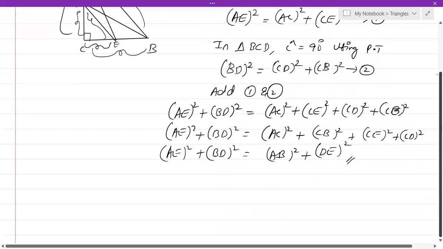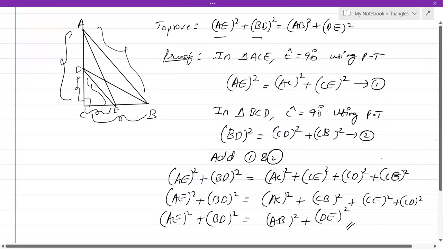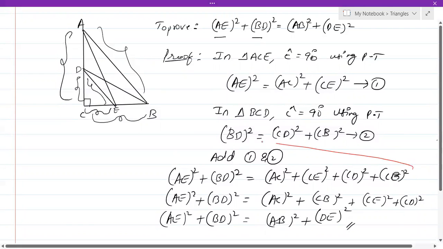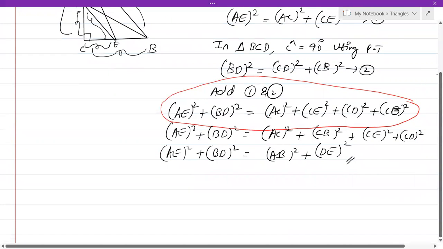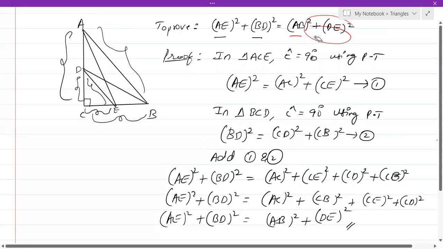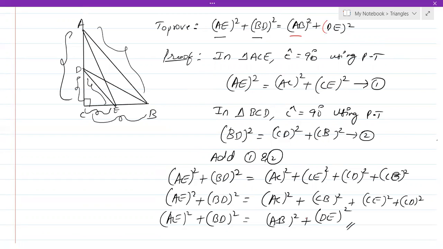Or if you're getting confused here, what you can do is, after adding equation 1 and 2, we have got this, isn't it? Next, you can find AB square and DE square and add them. Whatever RHS you have got here, you will get the same thing. Therefore, you can tell those are equal. You can also do it like that, which will be less confusing and easy also. Find LHS separately, RHS separately, then on comparing, you can tell both are equal.